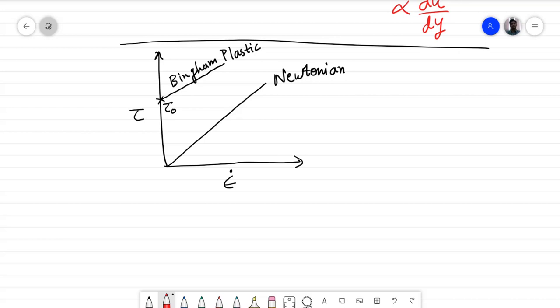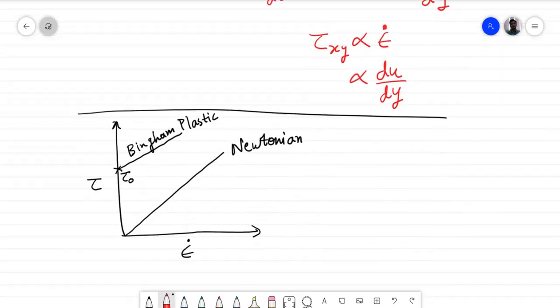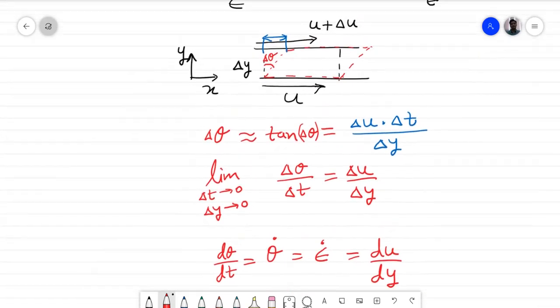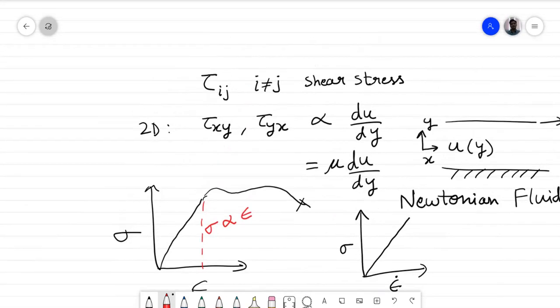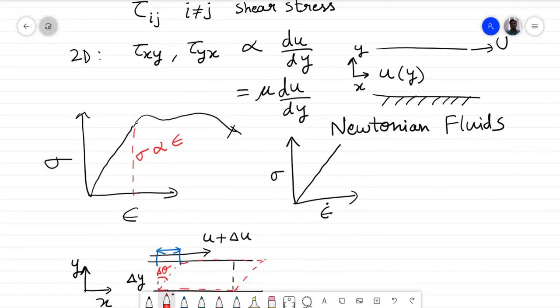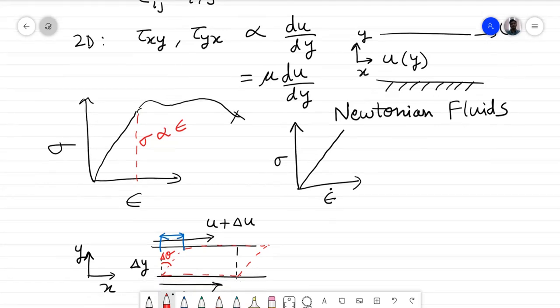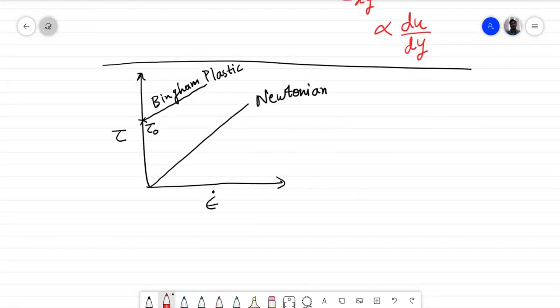Also there can be fluids, if you plot the apparent viscosity, it decreases with time. So basically from this formula, you can see that viscosity is the formula that we wrote here. Tau yx is mu times du by dy. Du by dy is the strain rate. So viscosity is the slope of this graph, tau versus epsilon dot. So if you take the slope of this graph, tan theta, it gives you the viscosity.